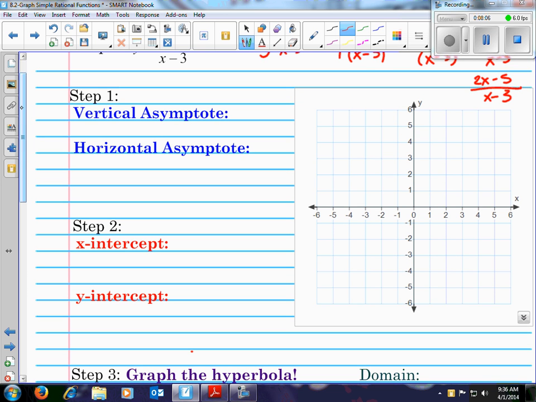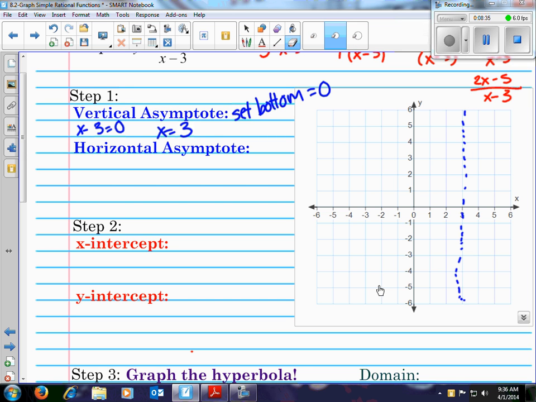All right, vertical asymptote. Remember, we are going to set the bottom, or the denominator, equal to 0. So I have x minus 3 is equal to 0. Add 3 to both sides, so I have x equals 3. So my vertical asymptote is x equals 3. So it goes here, and then it goes down, like so.